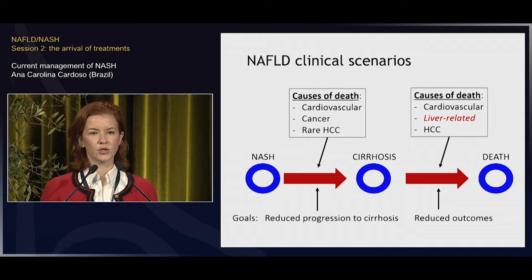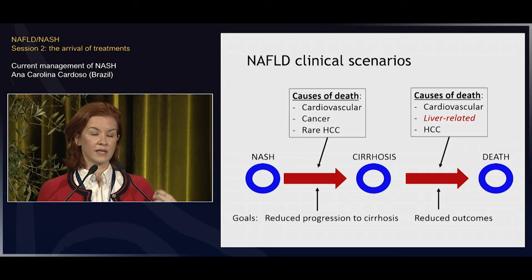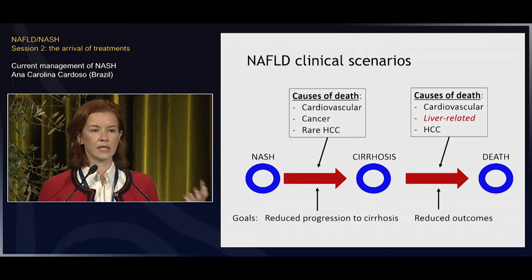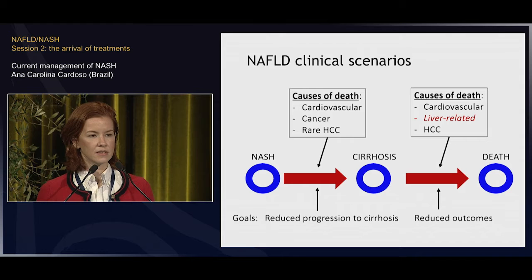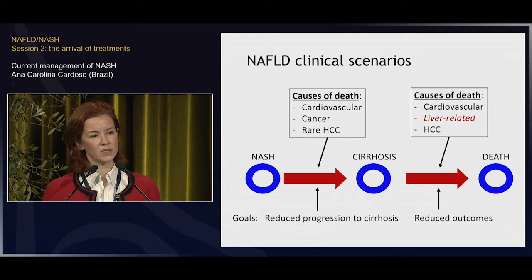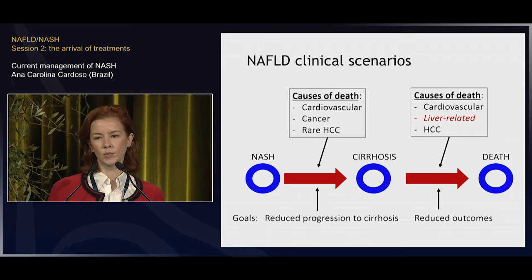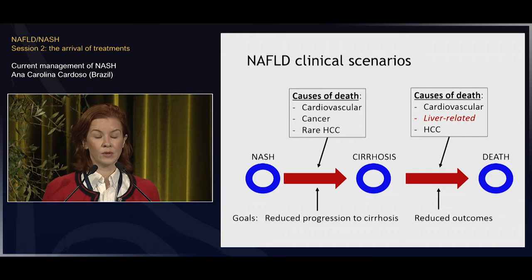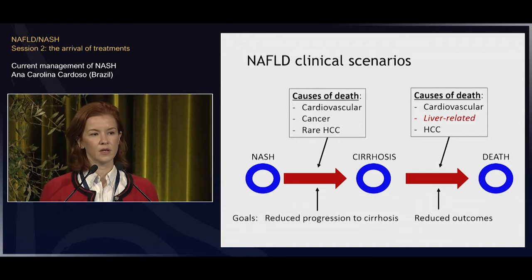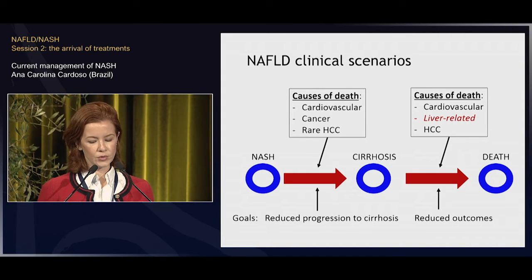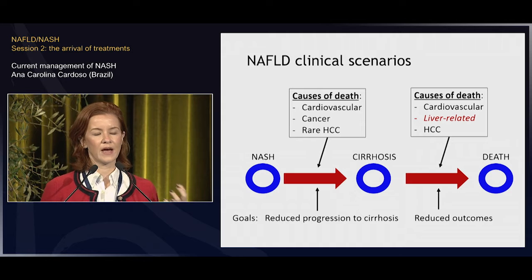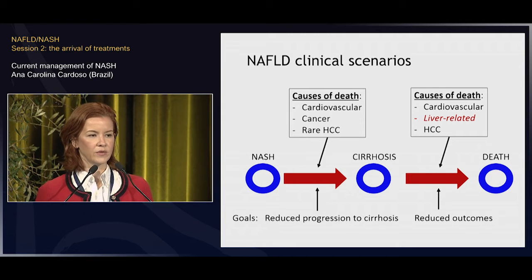When you think about a patient with NASH, you think about a patient that can have cardiovascular disease, mainly cardiovascular disease, can have cancer, can rarely have HCC. But when the patient progresses to cirrhosis, he can also have liver-related complications. That is completely different, and we will have to manage another different thing. So our goal in this case is to reduce the progression to cirrhosis. It's what we have to think when we see a patient with NASH.